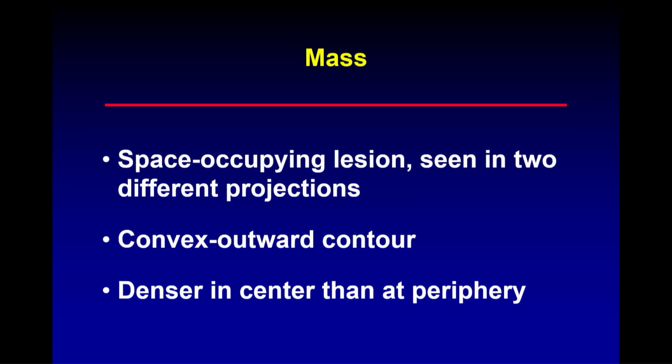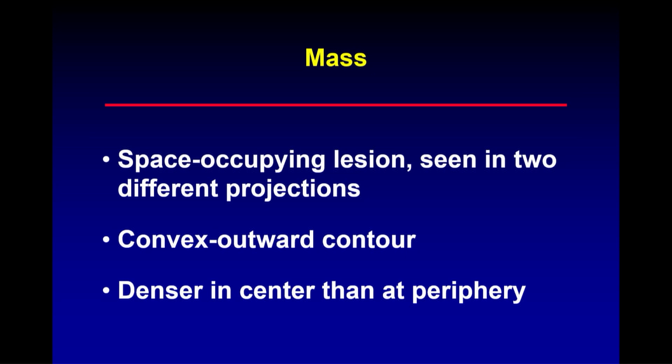Okay, with that introduction, let's understand the basic difference between a mass and an asymmetry. I'm using the current 5th edition rather than what might be the 6th edition because we don't really know exactly how the 6th edition is going to wind up, although it probably will wind up the way Janice showed you. A mass is a space-occupying lesion seen in 2 projections. If you've got tomo, in certain circumstances, you may be able to call a mass just on 1 projection, but it's only in certain circumstances.